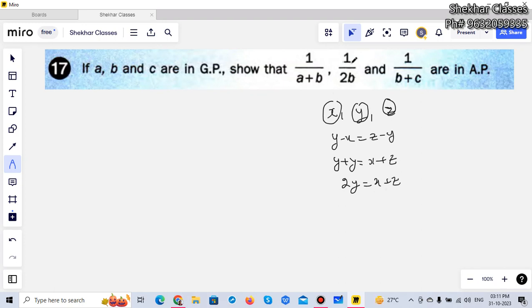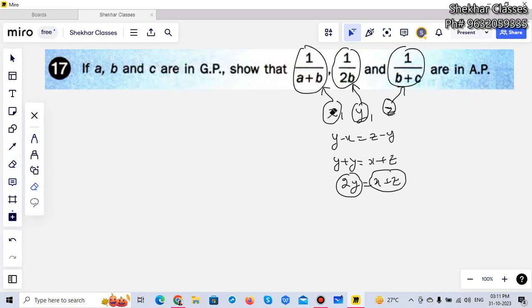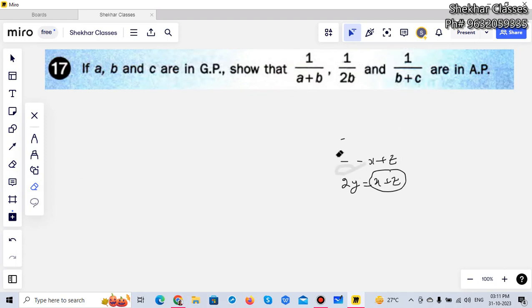Same thing here. If these three are in AP, 2 times this will be equal to the sum of this plus this. So this is the middle term, this is the first term, this is the third term. So twice the second term is equal to the sum of the first and the third term. Remember, we can use this here to solve it. So let's write it now. We will write it like this.